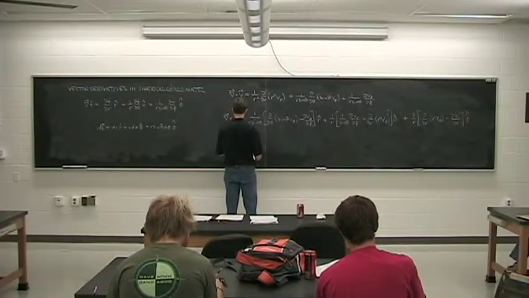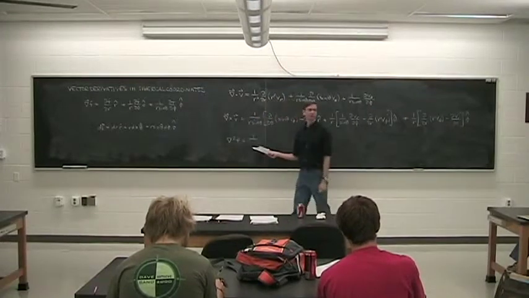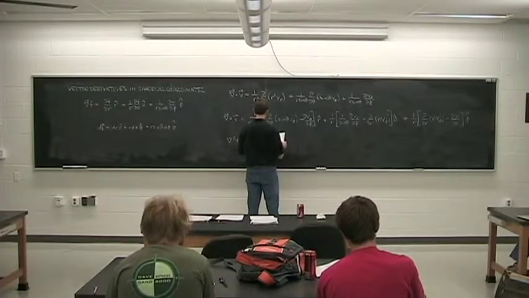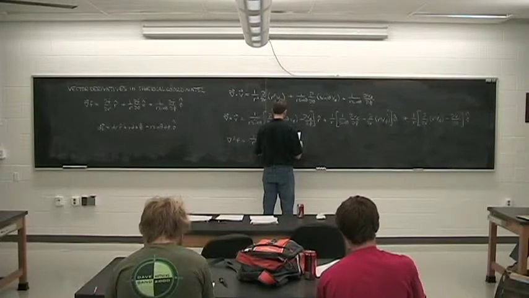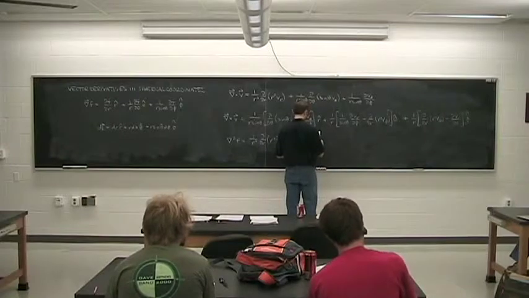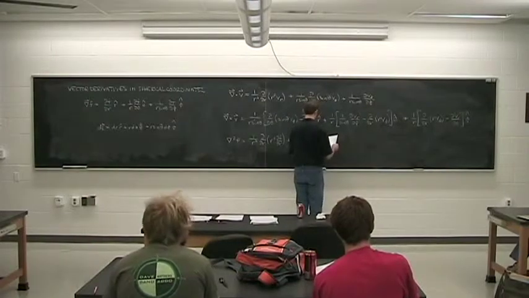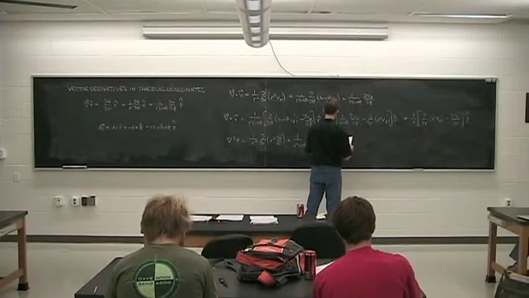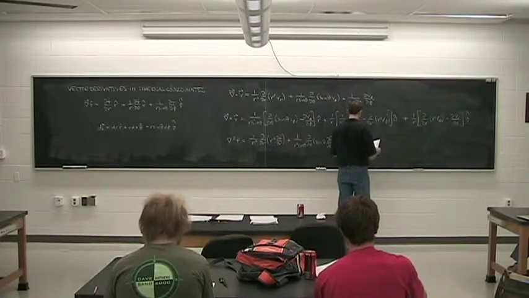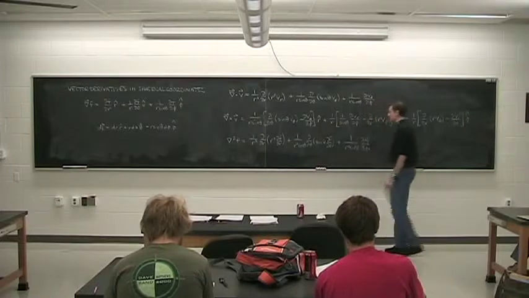And the Laplacian of a scalar is given by, and boy is this ever important, seriously, 1 over r squared times the partial with respect to r of r squared times the partial of f with respect to r, plus 1 over r squared sine theta times the partial with respect to theta of sine theta times the partial of f with respect to theta, plus 1 over r squared sine squared theta times the second partial of f with respect to phi.